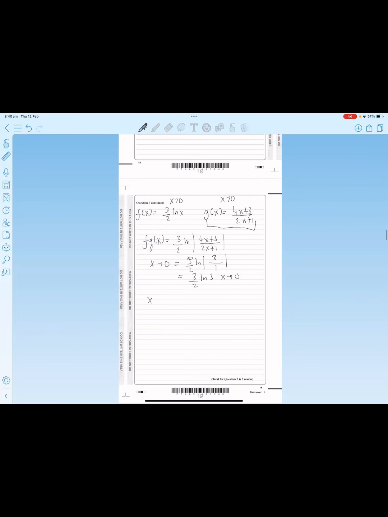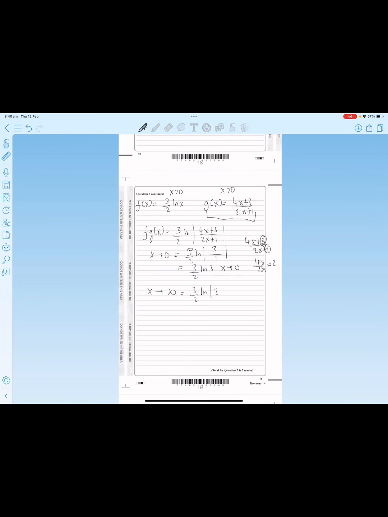How about if x approaches a very large number, let's say infinity? Now, if I have 4x plus 3 over 2x plus 1, if x is so large, like a million, these small constants won't make a difference, right? So essentially, you're just left with 4x divided by 2x, which is just 2. So when x is really, really large, you have 3 over 2 ln 2. And I'm not using any negative values because the condition states that x is greater than 0.